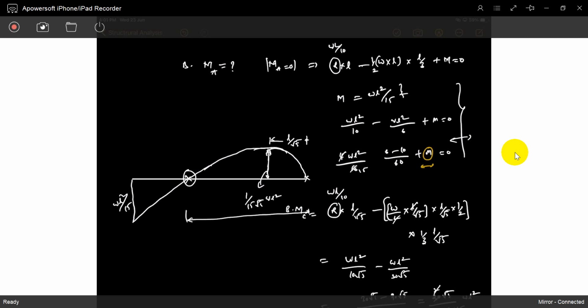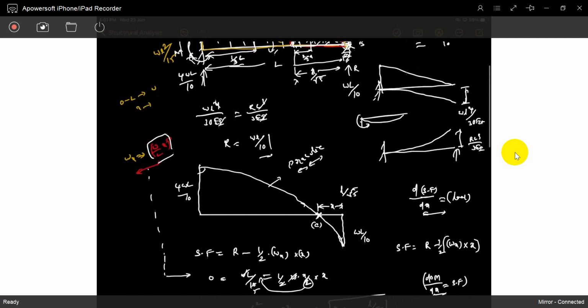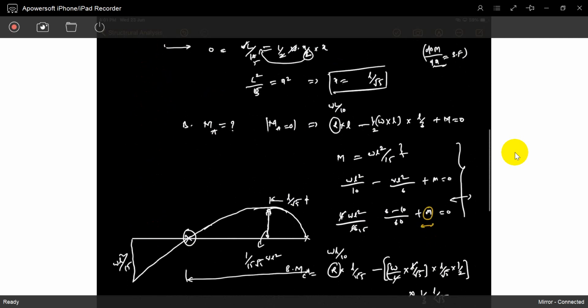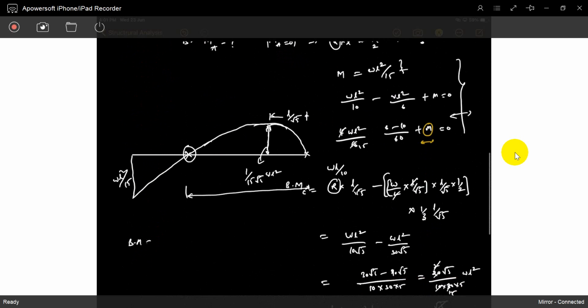Just find out where the curvature changes. You can easily find it out from the bending moment equation. Just write out the bending moment equation. So what is the bending moment equation? It is R into x minus wx into the distance of the load.